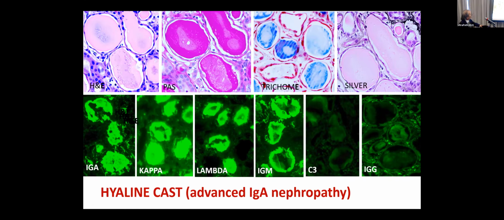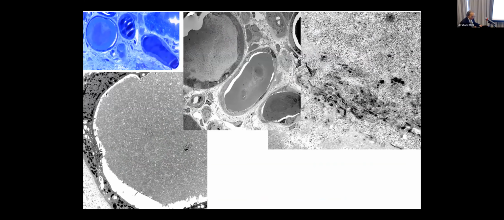When you do the immunofluorescence, typically strongly positive IgA, strongly kappa light chain, lambda light chain. Sometimes we have IgM, lots of times there's no C3, and usually there's no IgG. So the constant component is IgA, kappa, and lambda. So let's see how electron microscopy looks in this situation. So that's what electron microscopy would look like.